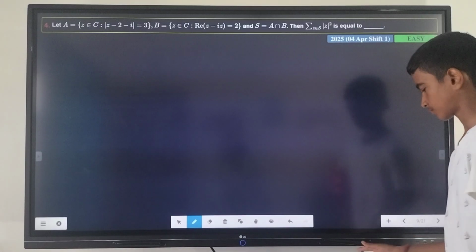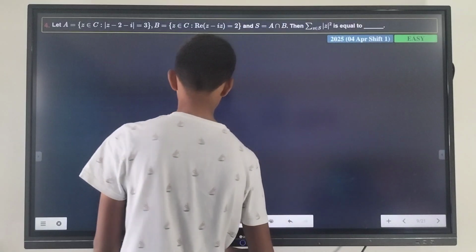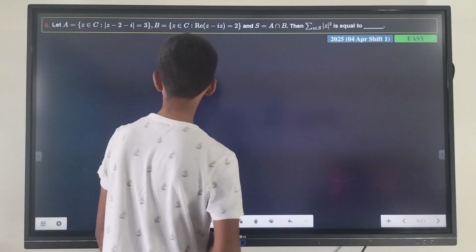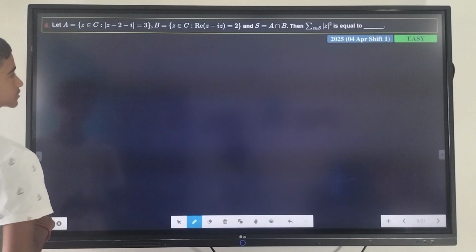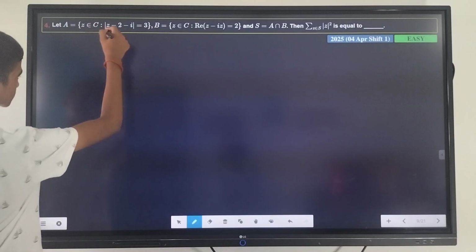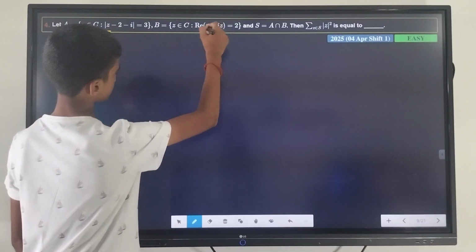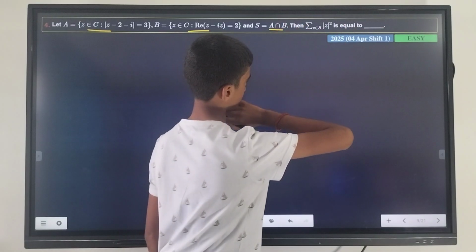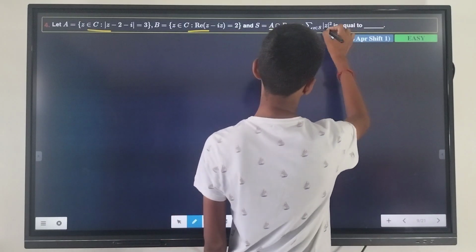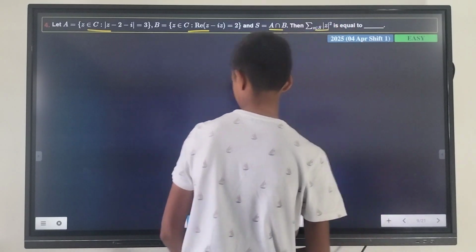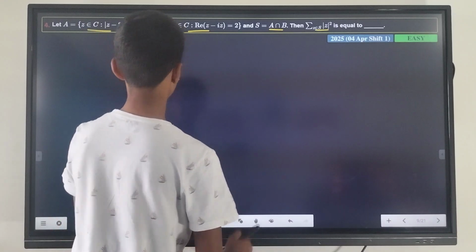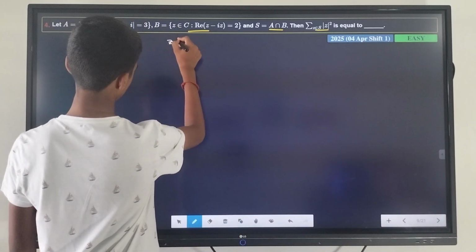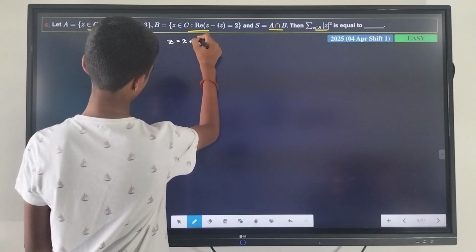Here is our next question. This time our question says, let A be this set and B be this set, and S is the intersection of A and B. Then we have to find the value of this sum. So let's say Z is equal to X plus iota Y.